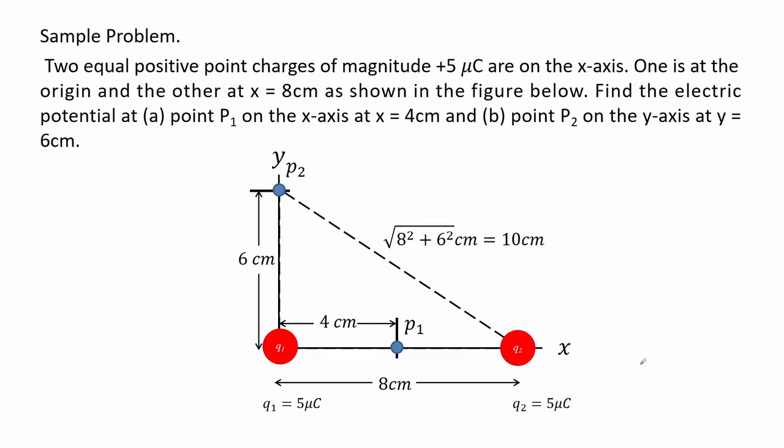Sample problem. Two equal positive point charges of magnitude plus 5 microcoulomb are on the x-axis. One is at the origin and the other at x equals 8 cm as shown in the figure below. Find the electric potential at a point P1 on the x-axis at x equals 4 cm and b, point P2 on the y-axis at y equals 6 cm.